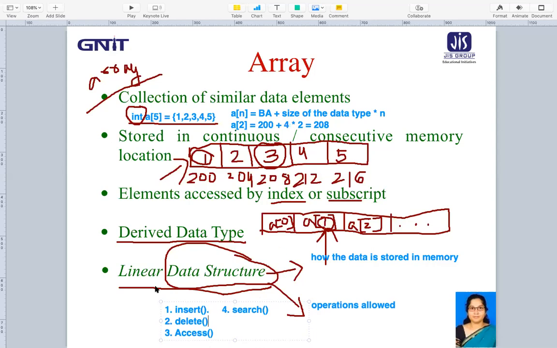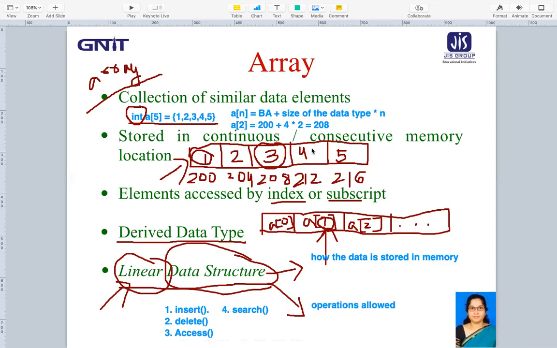So that's why it is known as a data structure. And why is it known as a linear data structure? The second important point is the linear data structure. Now, for a linear data structure, it means that the elements have to be accessed in a sequential manner.